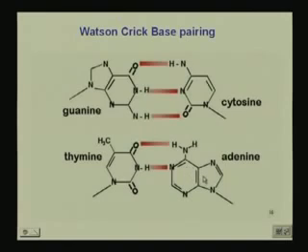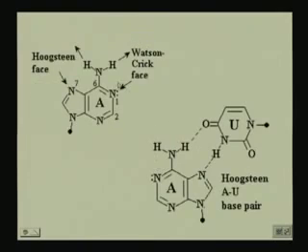Here again we have a purine linked with a pyrimidine, and if you notice, this 6-membered ring of adenine is involved in the Watson-Crick base pairing, whereas in the Hoogsteen pairing one nitrogen of the 5-membered ring also takes part in the hydrogen bonding with another base. Okay? So, this is what is called the Hoogsteen face, and this is what we call the Watson-Crick face, and this would be an example of an AU pair.